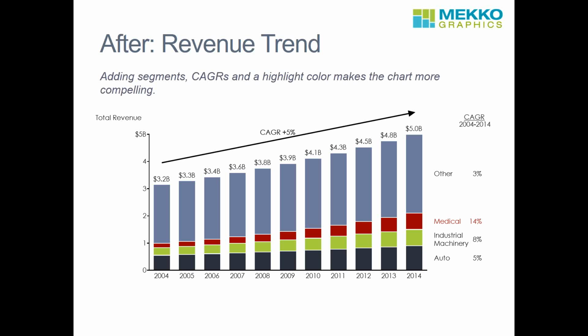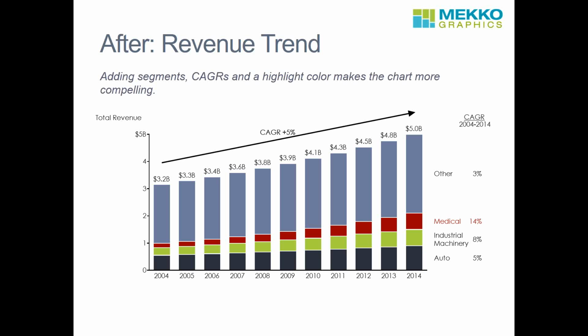The second thing I did was I split out my revenue into key categories, and here you can see that we've got three categories that make up probably a little less than half of our revenue, and everything else is in other. And then I added a CAGR column, and with the CAGR column, you can figure out really why revenue is increasing by 5% a year.